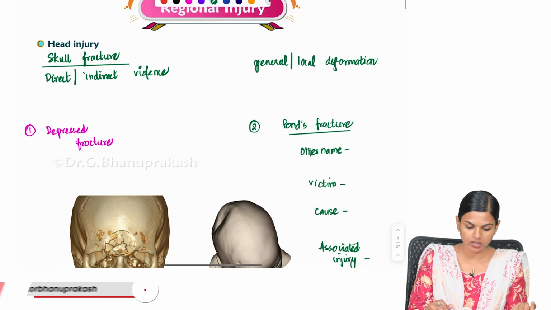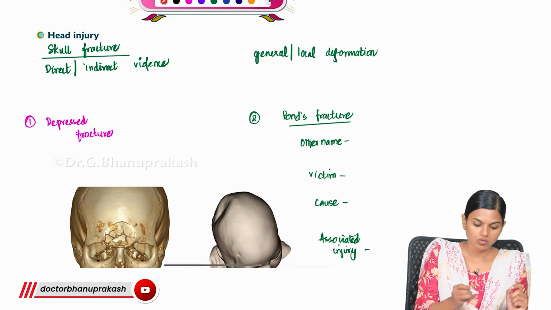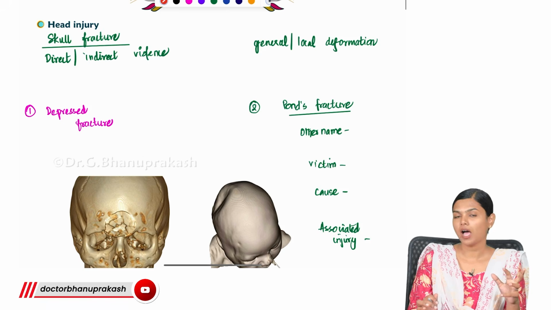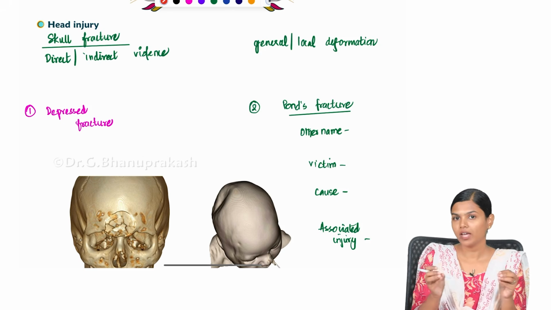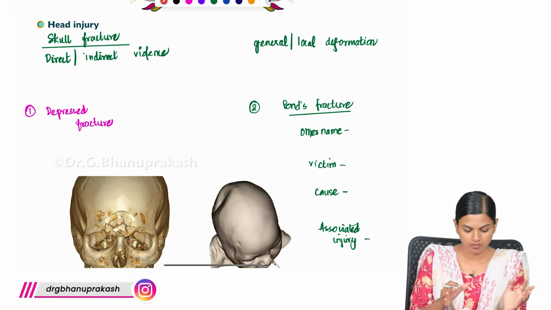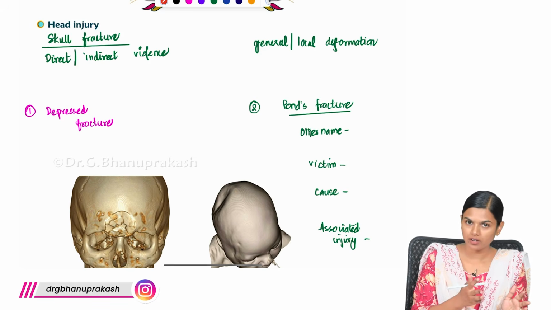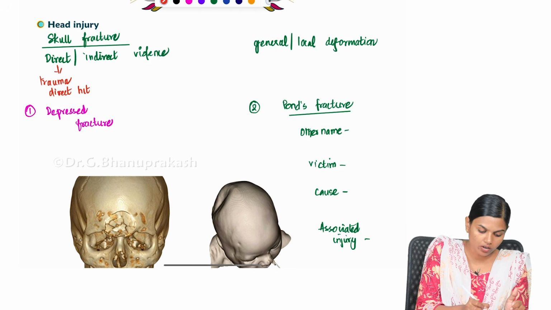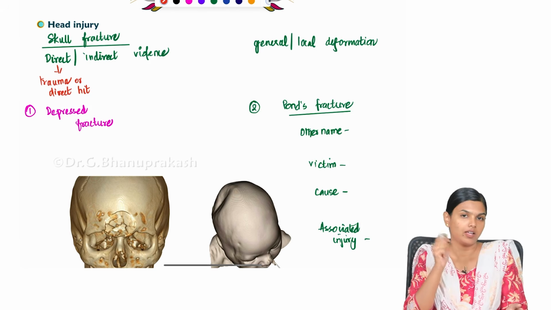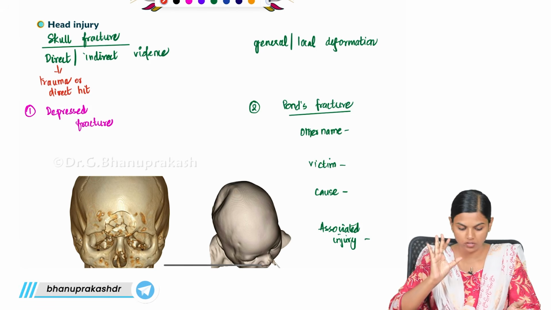Next, what we are going to see is skull fracture. Skull fracture may happen due to direct violence or indirect violence, and it can be a general deformation or local deformation. So these are the two categories in which we will be seeing the skull fracture. What we mean by direct violence is that there will be a direct hit to the head. Because of that, there will be skull fracture.